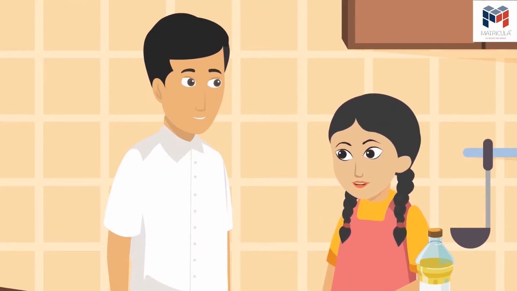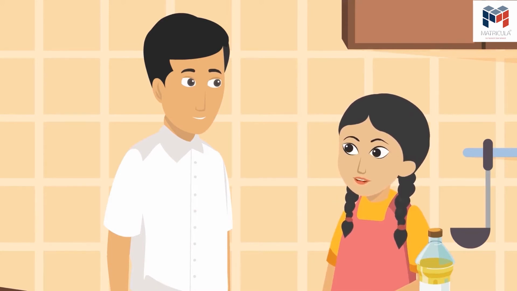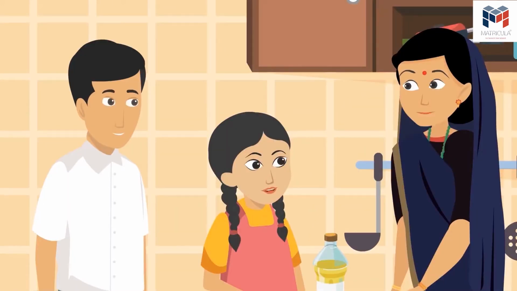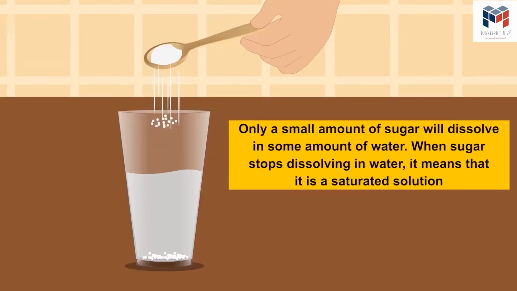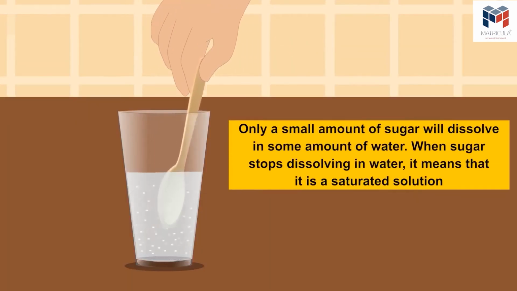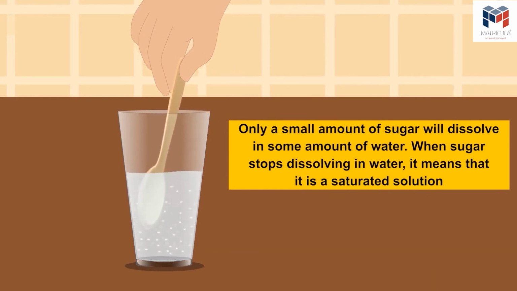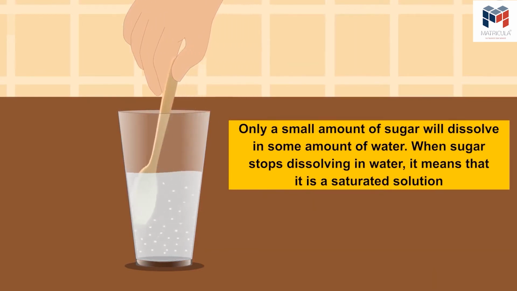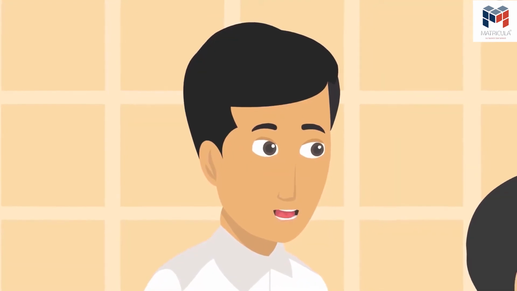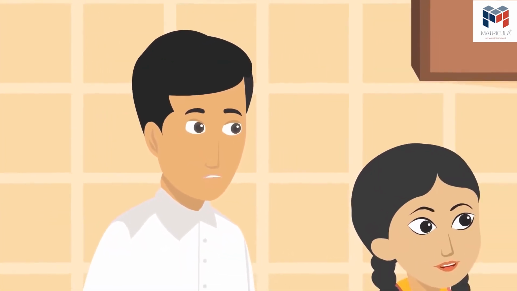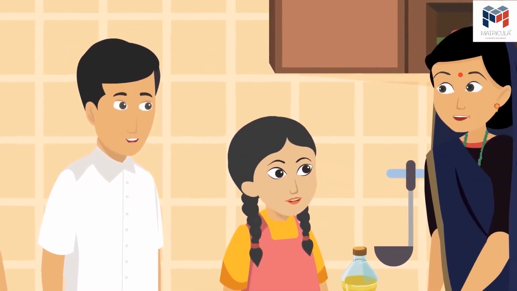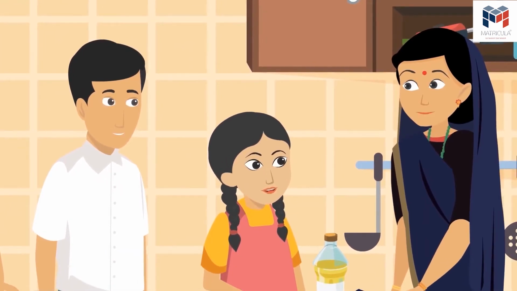Mother heard all this and she came to Riya and Sahil because this solution was a saturated solution. Saturated solution means? Only a small amount of sugar will dissolve in some amount of water. When sugar stops dissolving in water, it means that it is a saturated solution. Mother, now my mind has also become saturated and the stomach is empty. Everyone starts laughing and gets ready to eat.